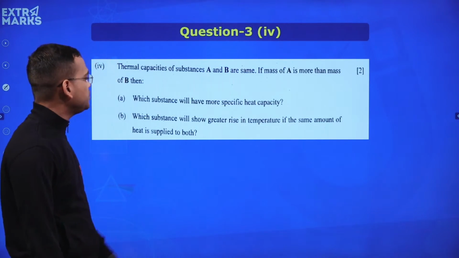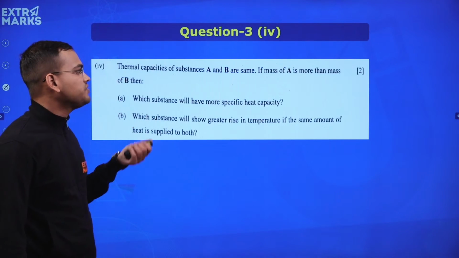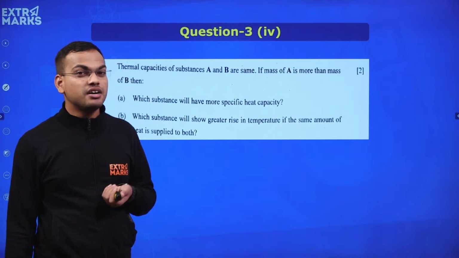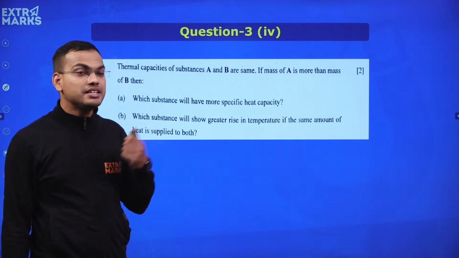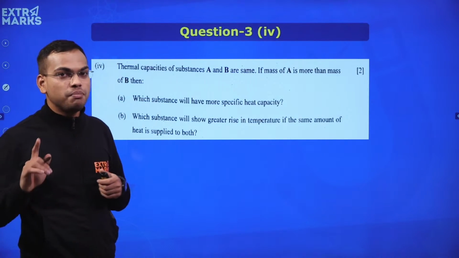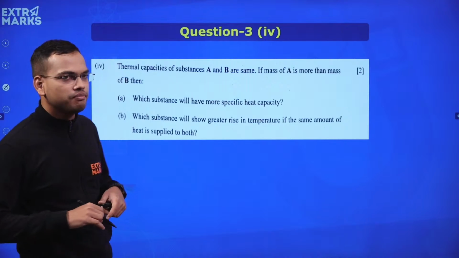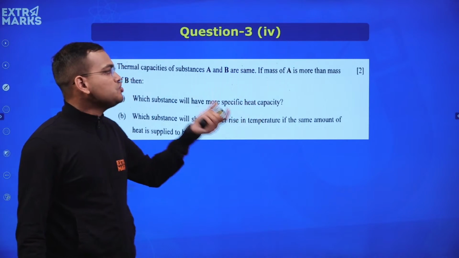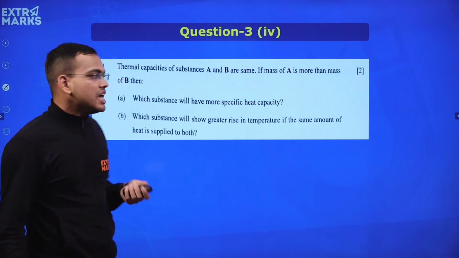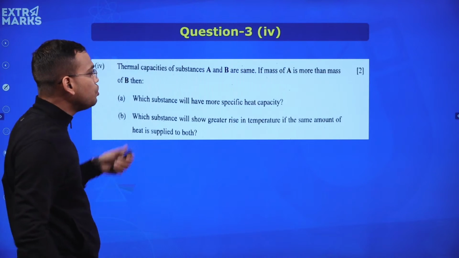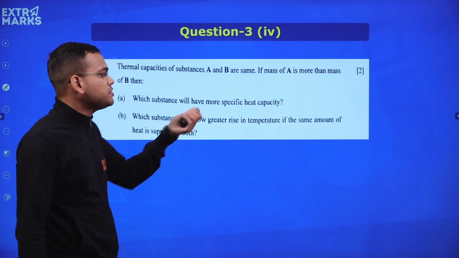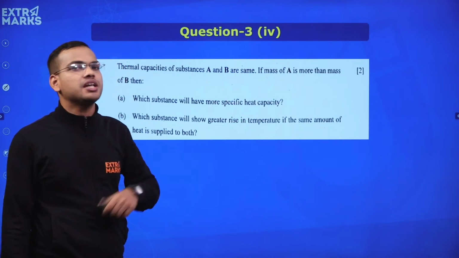Now we'll come to this question. Thermal capacity of substances A and B are the same. It is thermal capacity; do not be confused with specific heat. No, it is only thermal capacity. If the mass of A is more than the mass of B, then which substance will have more specific heat capacity?